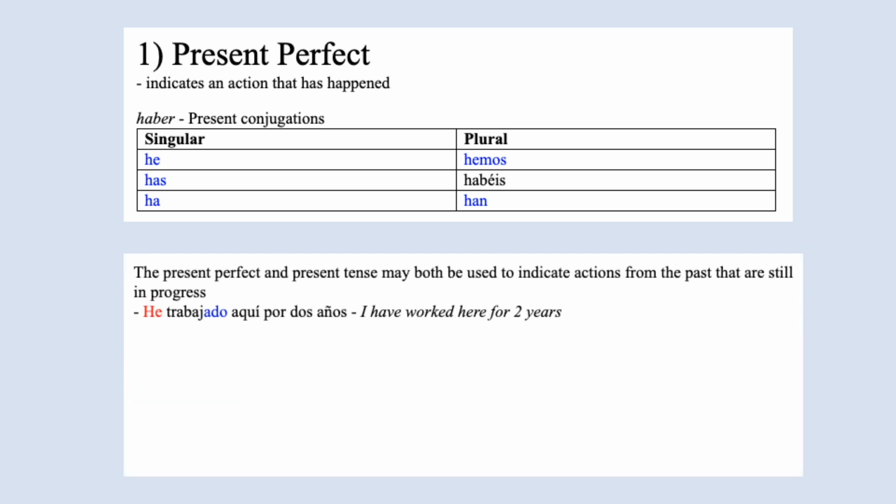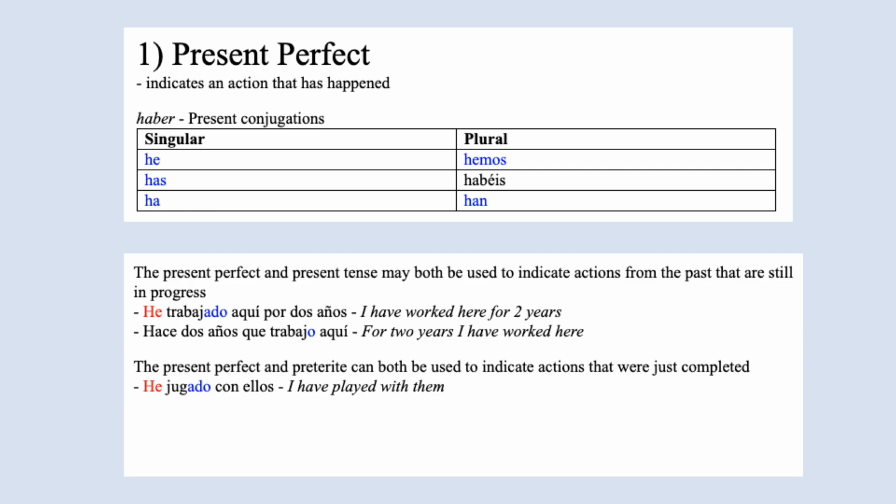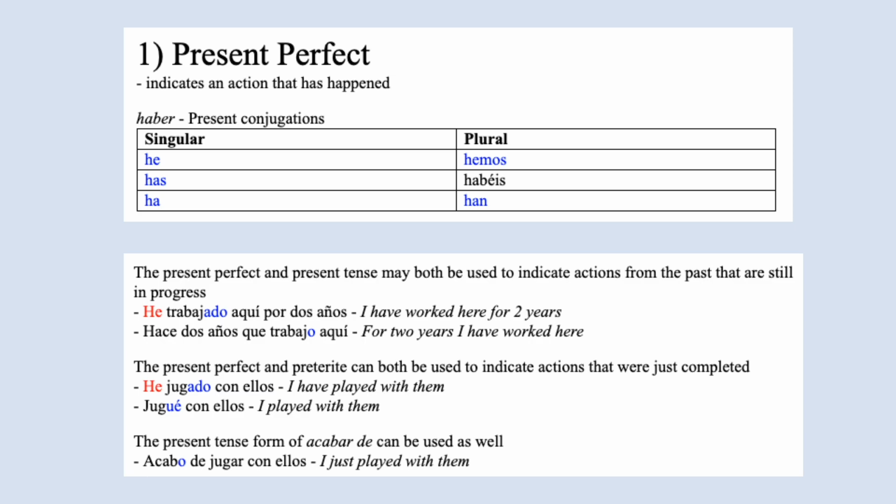You can use both the present perfect and present tense to indicate actions from the past that are still in progress. He trabajado aquí por 2 años. Hace 2 años que trabajo aquí. And the present perfect and preterite can both be used for actions that were just completed. He jugado con ellos. Jugué con ellos. You can also use the present tense form of acabar de for actions that were just completed. Acabo de jugar con ellos.